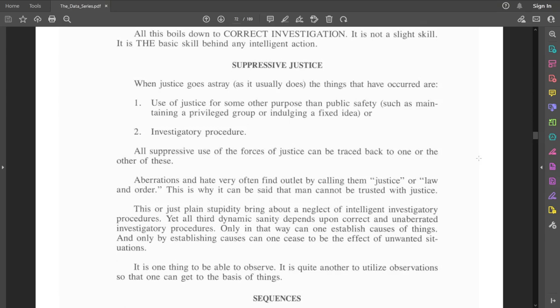Aberrations and hate very often find outlet by calling them justice or law and order. This is why it can be said that man cannot be trusted with justice. Well, man defines justice. Justice is a term made by man. What's wrong with investigatory procedure anyway? There's got to be a way to investigate.